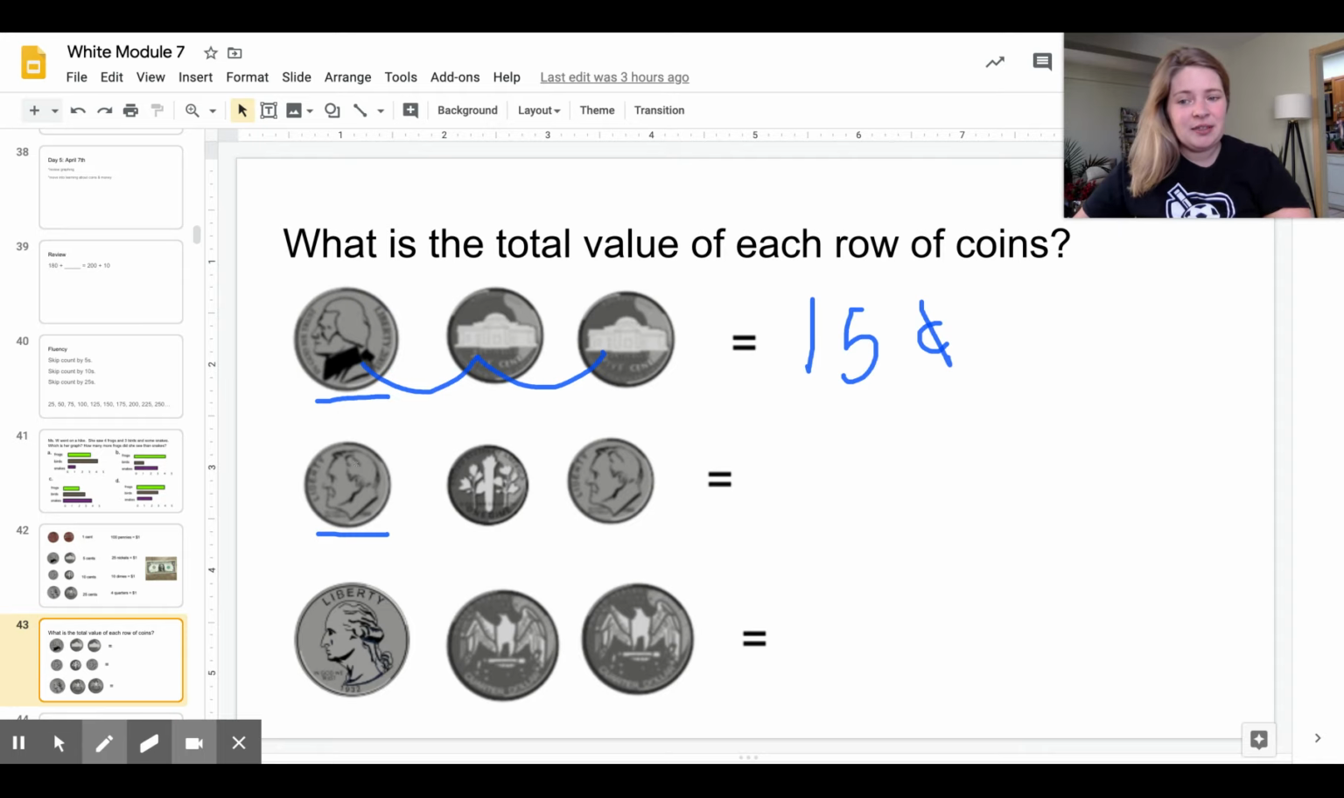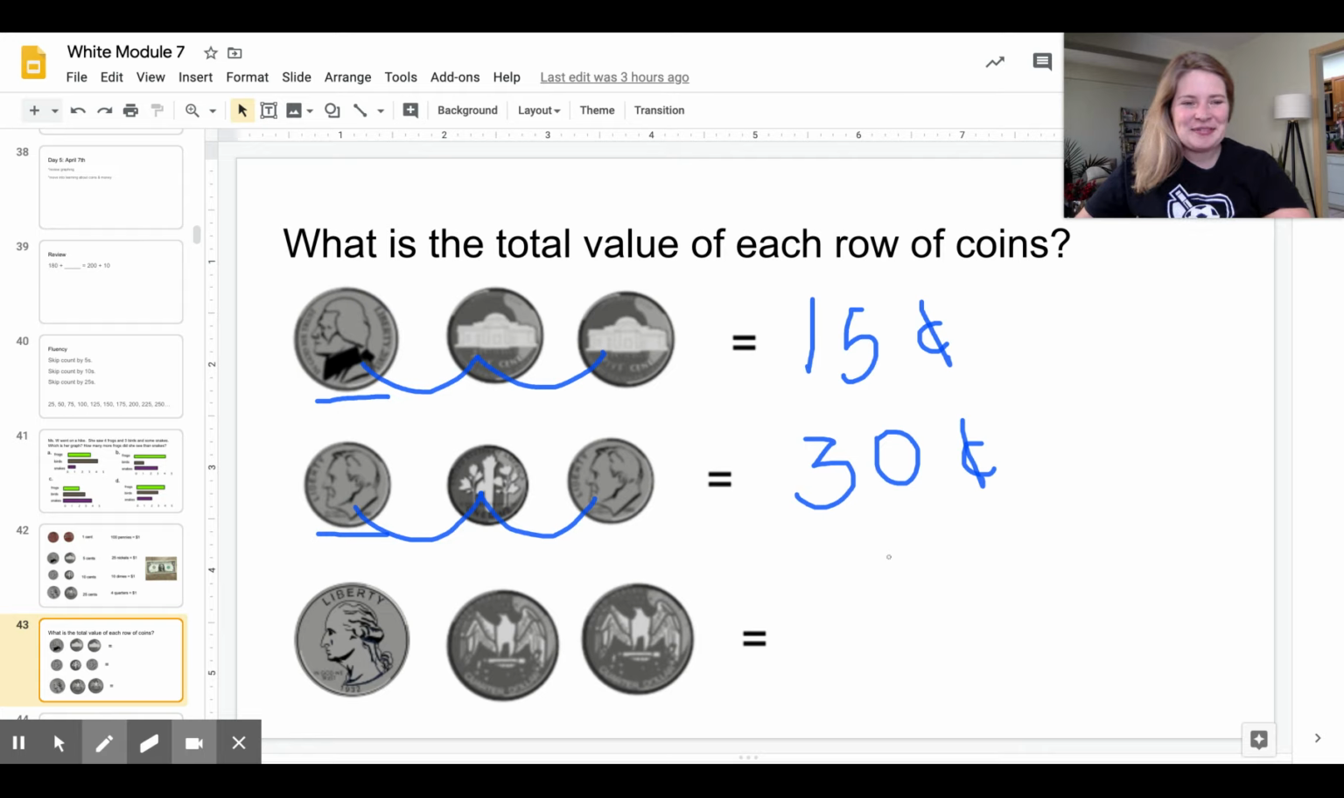So now we will skip count by 10. Let's do it. 10, 20, 30. These 3 dimes equal 30 cents. Good work.